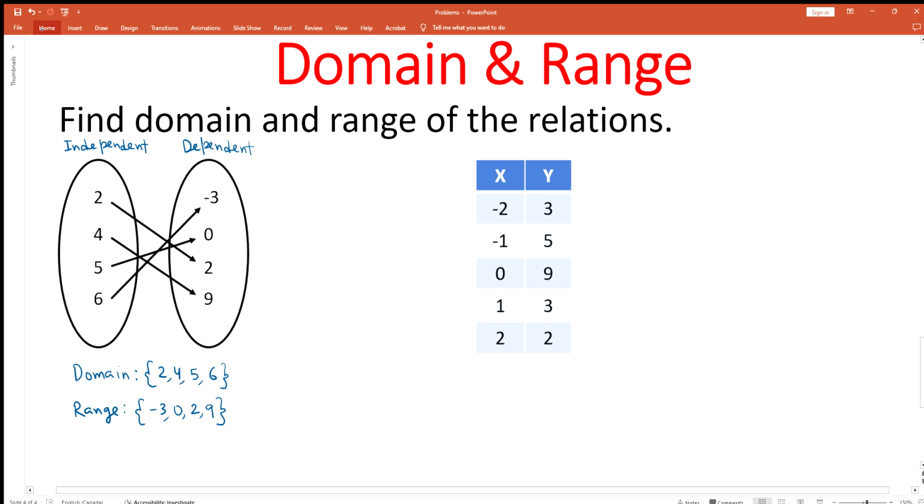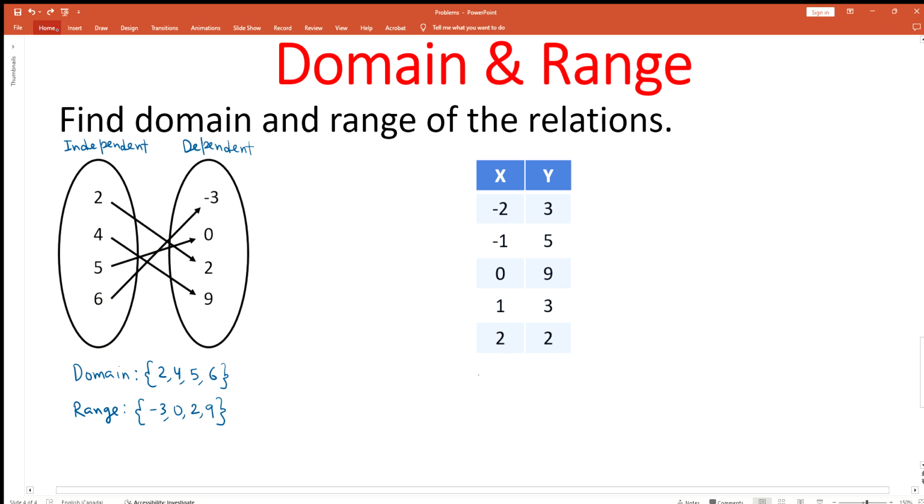Now we can analyze the second relation. The second relation is given to us in the form of a table of values. The first column is for x values, the second column is for y values. Since we are given specific x and y values, we can list these values in ascending order or least to greatest for domain and range.